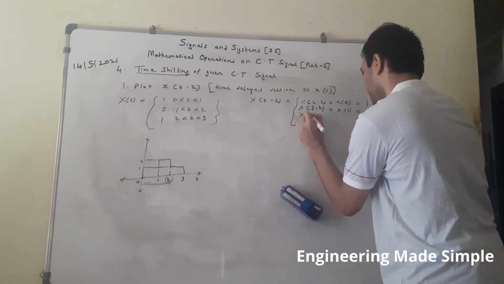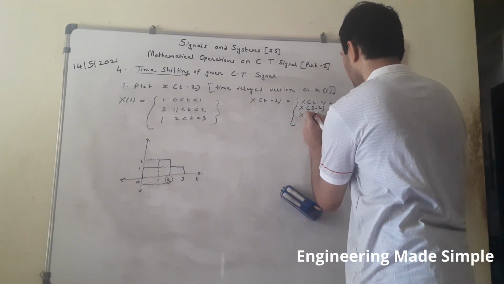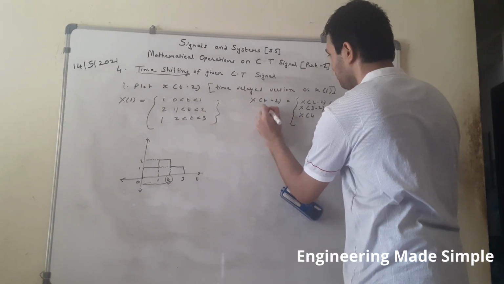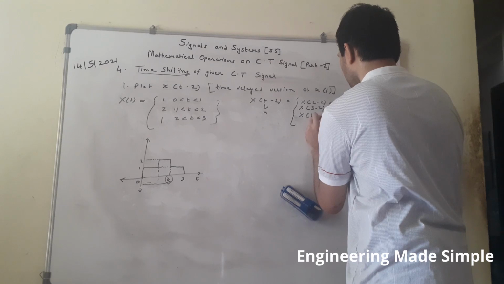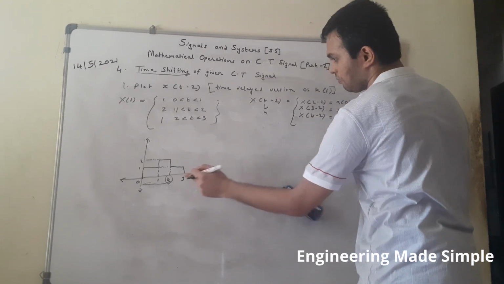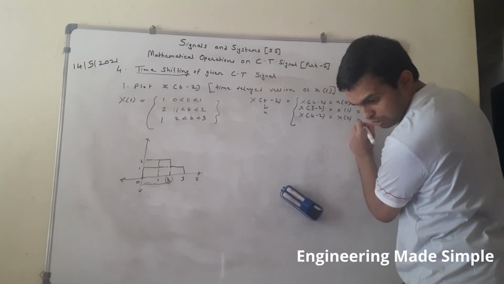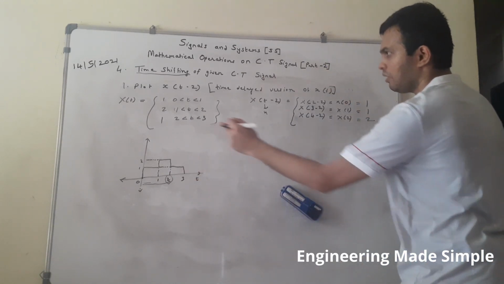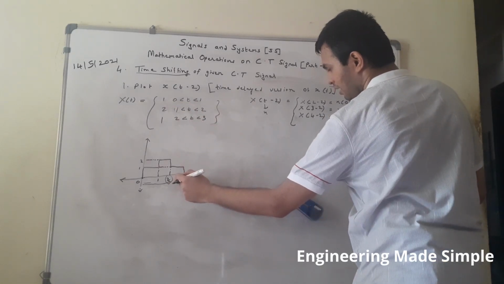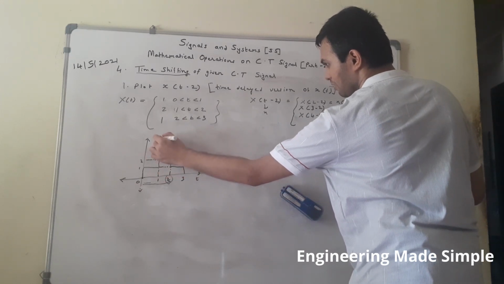Then the next part. For t is equal to 4, what is the value? x of t minus 2. In place of t, we are putting 4. So x of 4 minus 2 is nothing but x of 2. And what is the value of x of 2 in the original signal x of t? It is 2. In the original signal, at t equal to 2, its value is 2. At time instant 2, its value is 2.